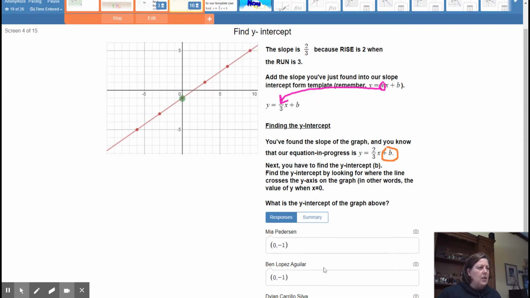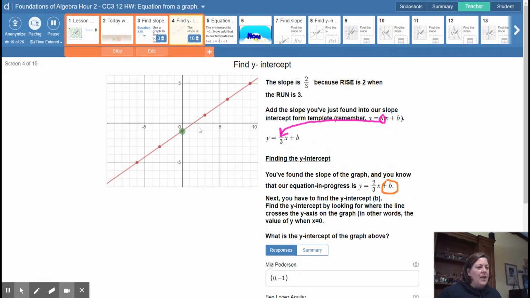Oops, I see Mia's already done it. All right, take a look at this line. What is the y-intercept of this line? Type that in so I can see what people think. What's the y-intercept of that line? If you look closely, Mia Peterson's helping us out.